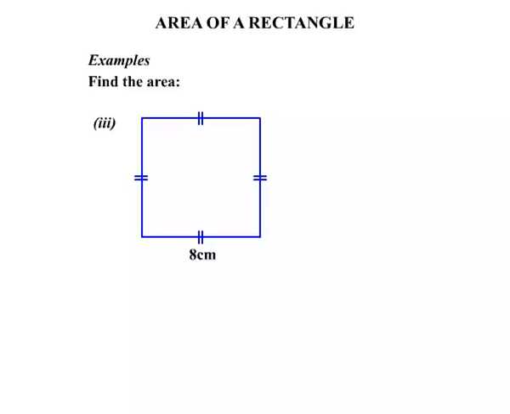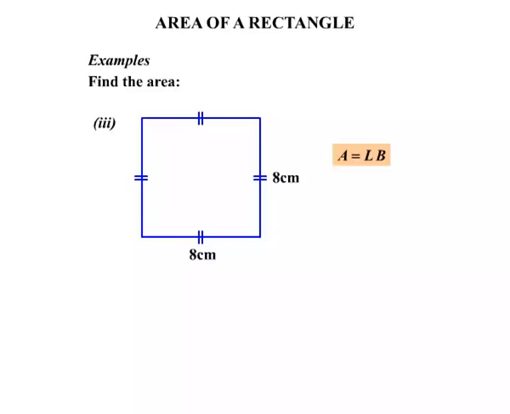Our third and final example here, what do we have? Looks like we have a square, isn't it? It's still a type of rectangle. Okay, a square is a rectangle where all the sides are the same. So area equals length times breadth. There's our formula, where the length is 8 and the breadth is also 8.